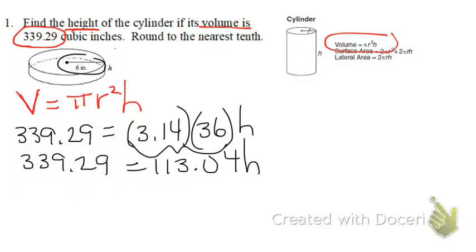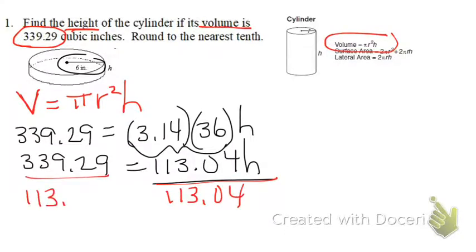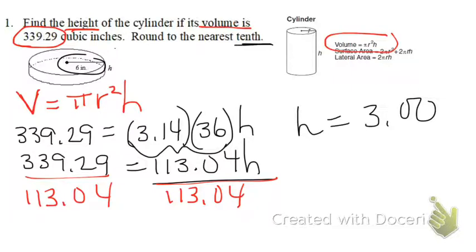Now just get H by itself, divide by the 113.04 on both sides. And you really don't have to show that step, it's totally up to you. Okay, so when I divide 339.29 divided by 113.04, I get 3.00. So I look at the directions, and it says to round to the nearest tenth. So I'm going to just write 3.0. And this is height. It's one singular dimension, so it's just inches.